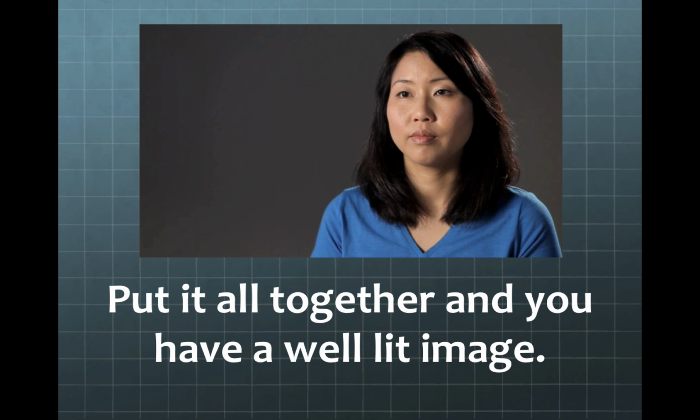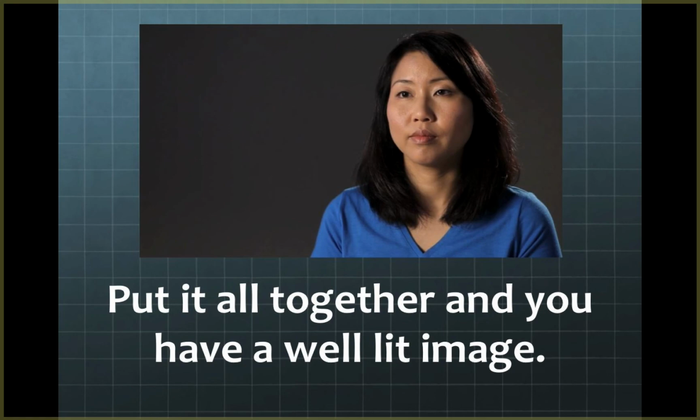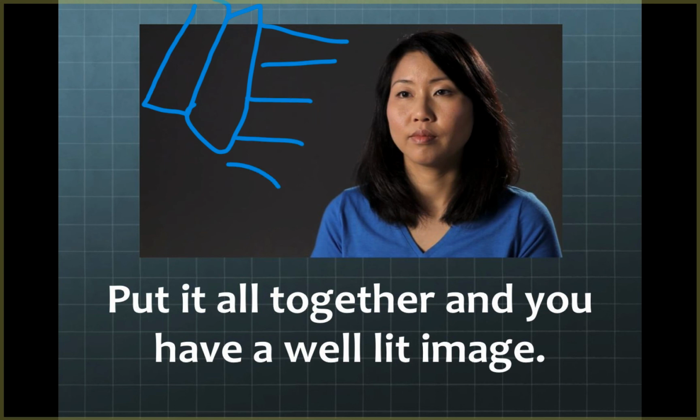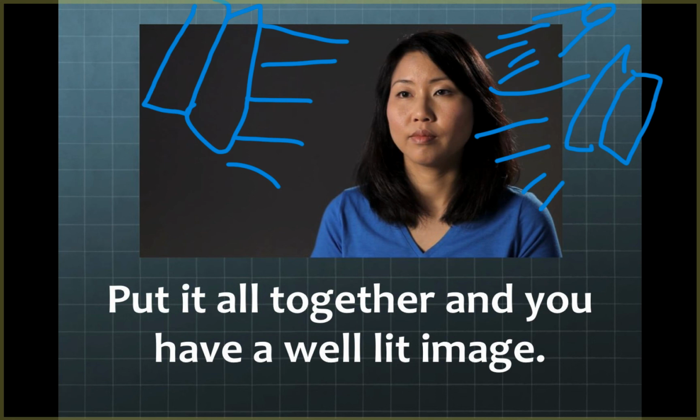You put all three of them together and you have your well-lit image. You have your key light, which is over here, shining light. You have a fill light, which I'm going to make a little bit smaller over here, filling in those shadows, and then your backlight over here someplace that is just adding some separation onto her. You have them all there and you get a well composed image.